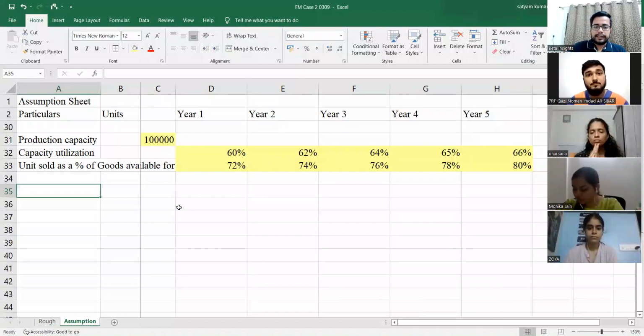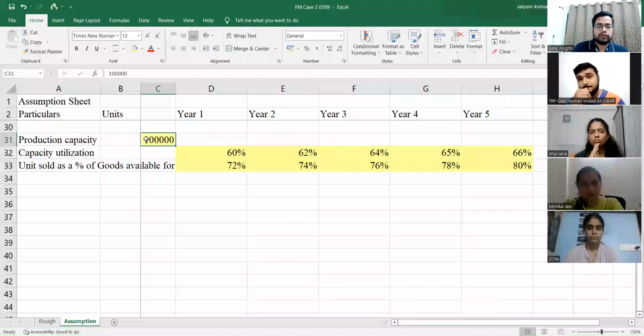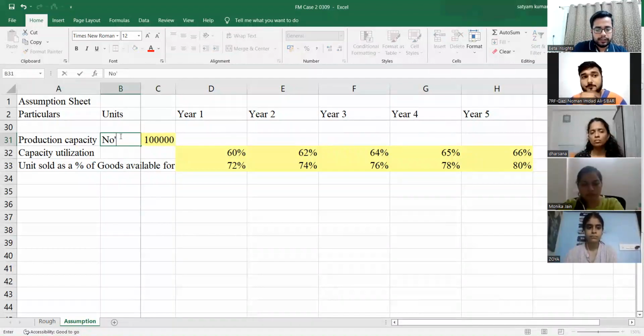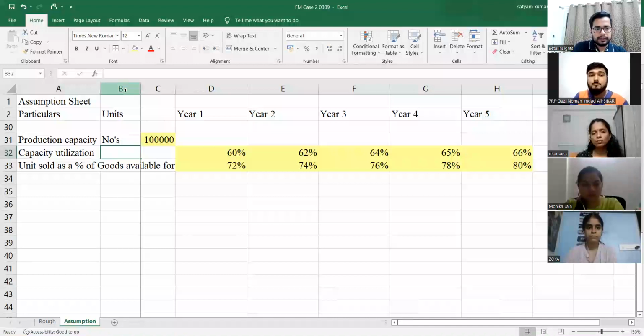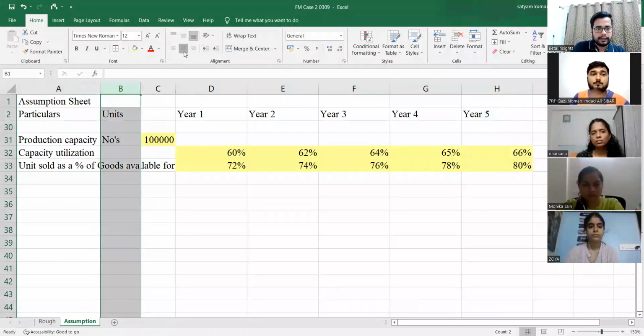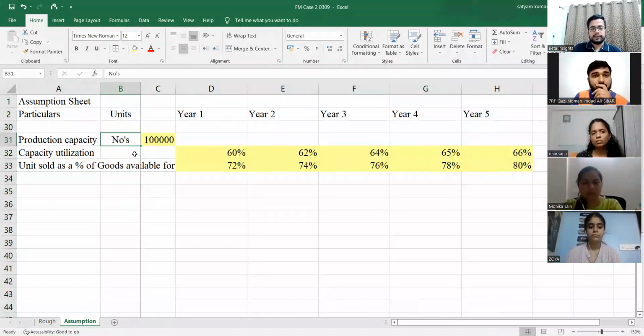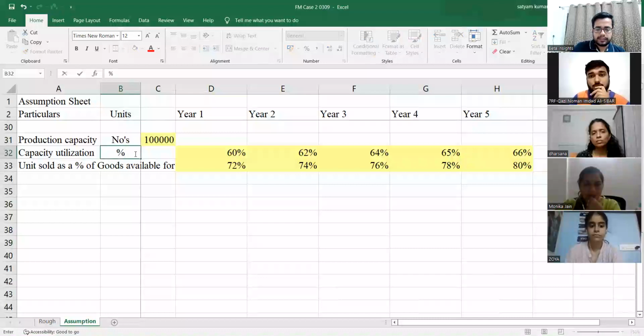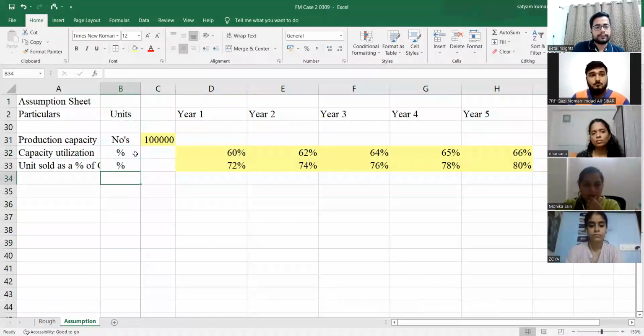Perfect. So right now we have information of 1000 units. So this is in numbers. I am not writing units, but keep in mind that you need to write units everywhere so that you can get an understanding. So this is a number. Okay. This is in percentage.